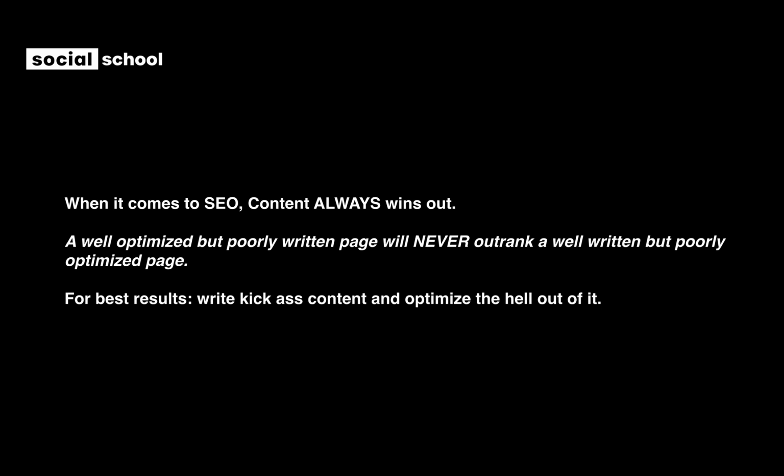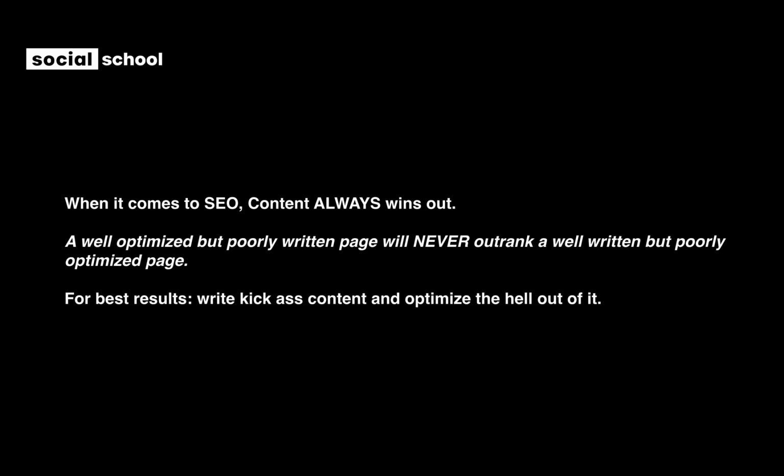So a well-optimized page that is terribly written, no matter how technically perfect it is from an SEO standpoint, it's got canonicals, it's got an XML sitemap that has that page on it, all that crazy stuff we talked about in Module 2. It's done all that, but the page is a piece of crap in terms of content. It's full of typos, it's weirdly written. That page is never going to outrank a page that is beautifully written but has not had a single SEO thing done to it. That's just the way it works.